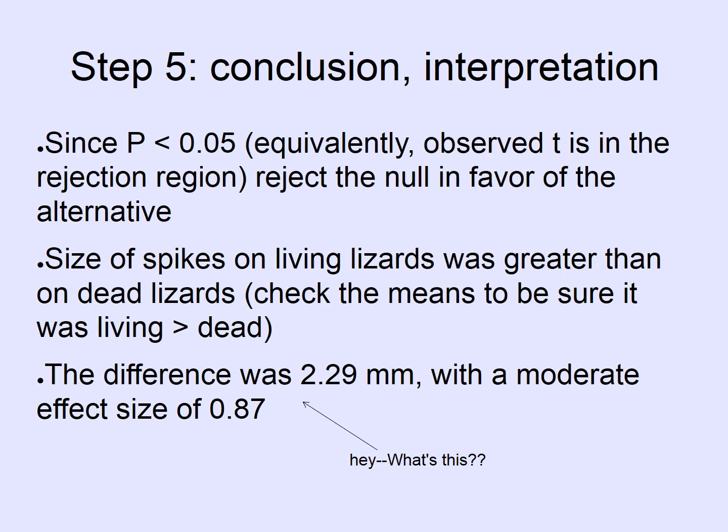So since p is less than 0.05, our t is in the rejection region, our confidence interval didn't overlap 0 for the difference between means, so we're going to reject our null, and we look at those means in the direction of our confidence interval for the difference, and we can see that the living had significantly longer horns than the dead ones. So I put here the difference was 2.29 millimeters with a moderate effect size. Actually, that's pretty good, but it depends on what field you're in, but a pretty good effect size. Now, effect size, we've talked about using confidence intervals for that, but there's some other common calculations we could do.